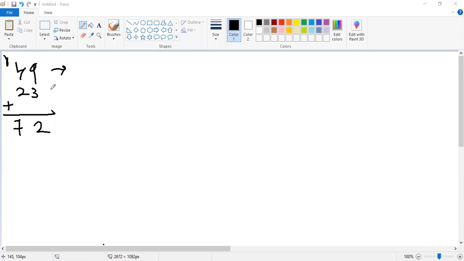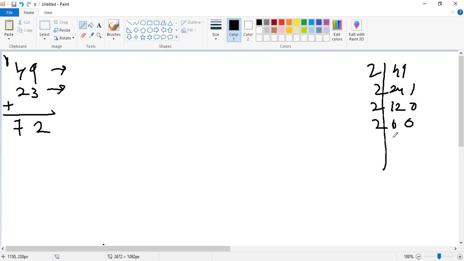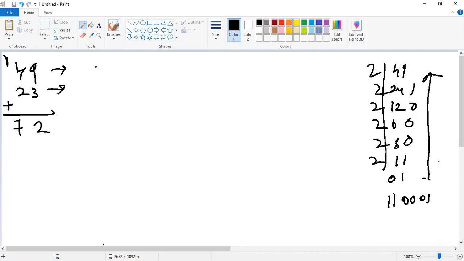So see how to write 49 in binary. We will do it here. See 49, let's do it in a fast way. 49 divided by 2 is 24 remainder 1, 12 remainder 0, 6 remainder 0, 3 remainder 0, 1 remainder 1, 0 remainder 1. So this is 49: 1 1 0 0 0 1.